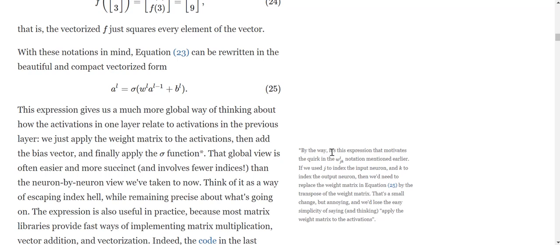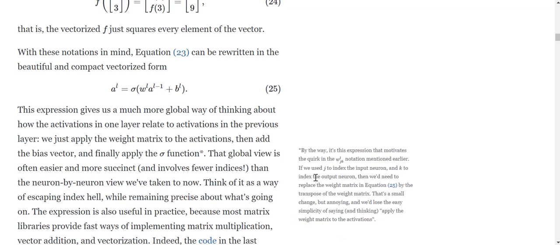By the way, it's this expression that motivates the quirk in the w_jk^l notation mentioned earlier. If we use j to index the input and k to index the output, then we need to replace the weight matrix by the transpose of the weight matrix. That's a small change but annoying, and we would lose the easy simplicity of saying and thinking: apply the weight matrix to the activations.